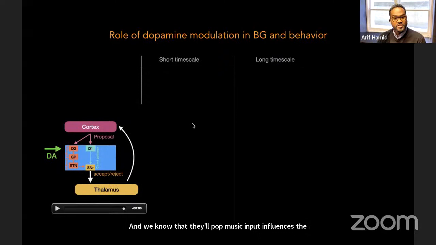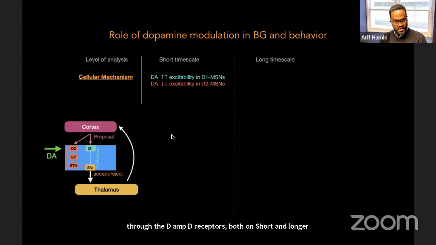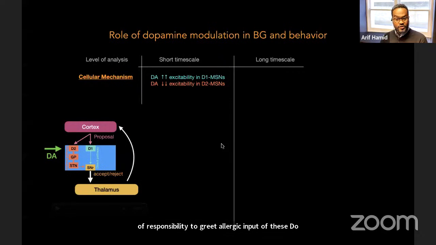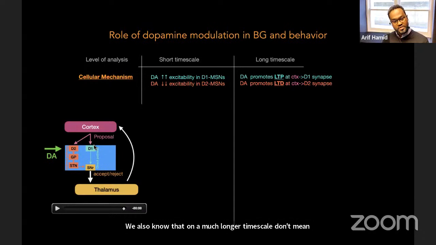On the shorter timescales, there is a lot of evidence that transient changes in dopamine bidirectionally change the excitability or responsiveness to glutamatergic input of these D1 and D2 medium spiny cells in the striatum. We also know that on a much longer timescale, increases in dopamine induce plasticity at this corticostriatal synapse through D1 receptors, and opponently regulate a depression of this corticostriatal synapse.